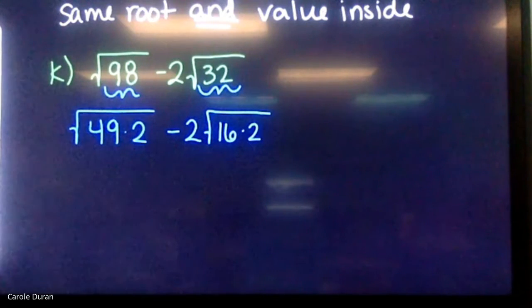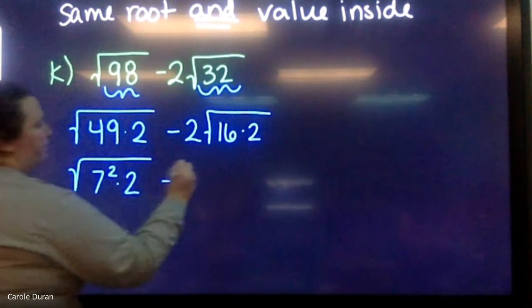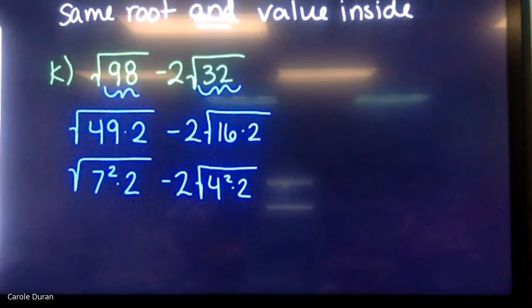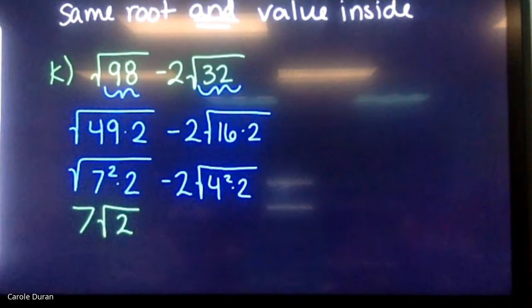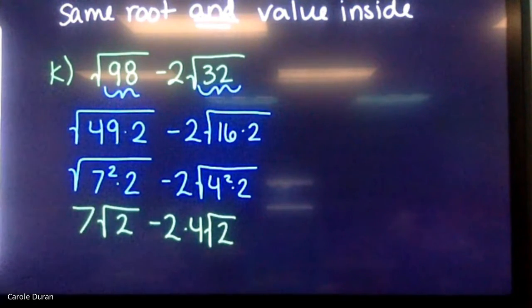So what I'm seeing is that when I broke 98 down, I broke it down into 49 times 2. And I know 49 is the same as 7 squared. Also, I know that 16 is the same as 4 squared, which means that the square on the 7 is going to cancel out with the square root that's currently around it, bringing that 7 outside. The 2 is going to stay, though, because it doesn't have an exponent of 2 on it. I notice the same thing's going to happen with the 4 in my second radical. It's going to come outside, and the other 2 is going to stay under it because it doesn't have an exponent of 2.